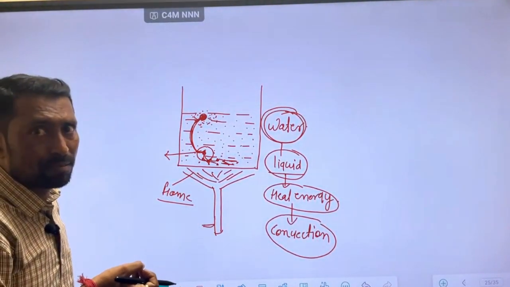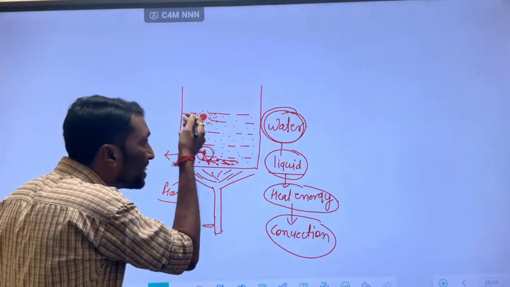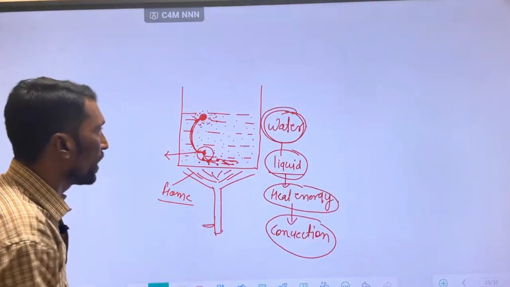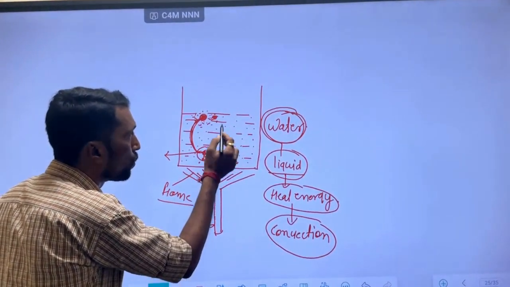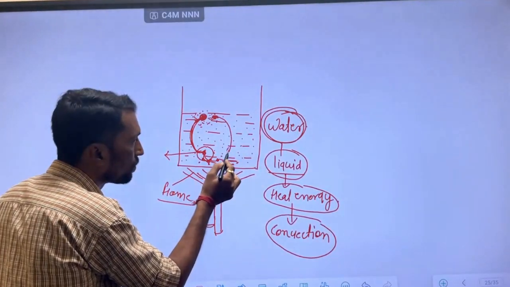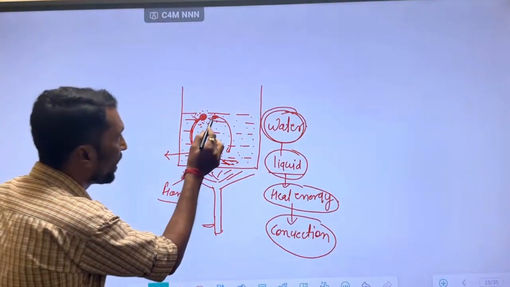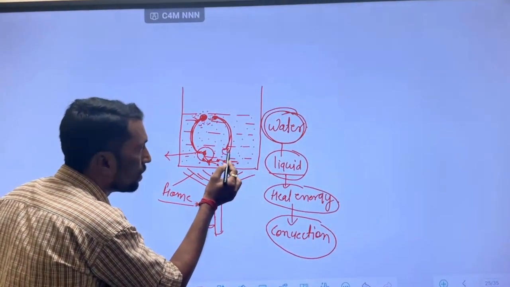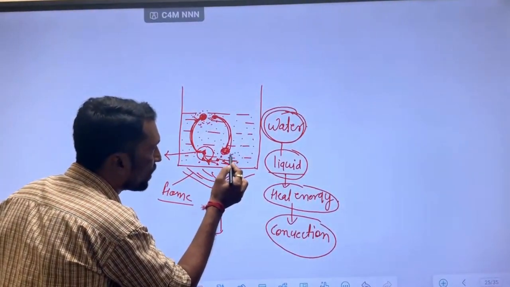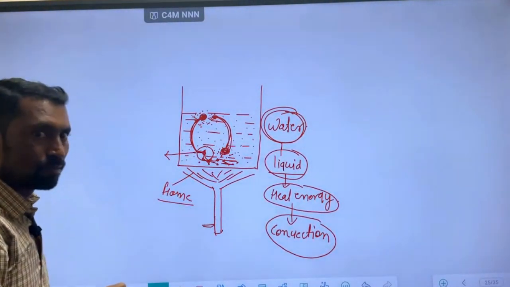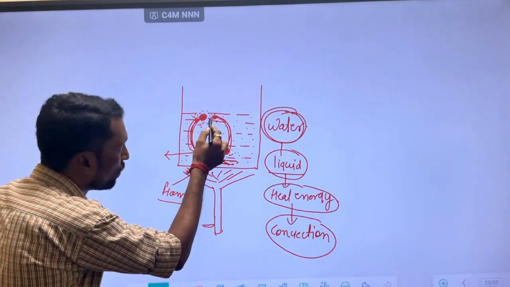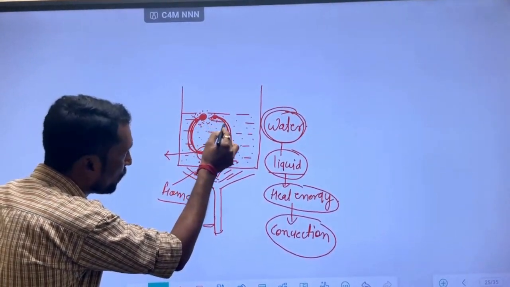So they release their energy and become colder. Then these particles are also cold. They come downward, they come down again. After coming here, they absorb the heat energy from these particles. Those particles absorb the heat energy, go up again, come down again, go up again, come down again.